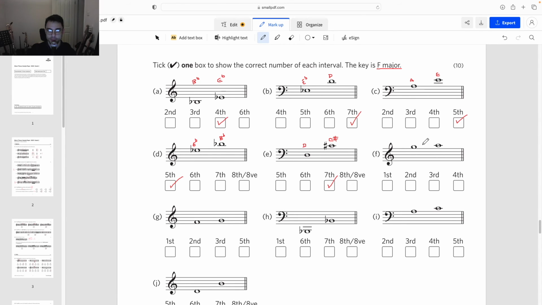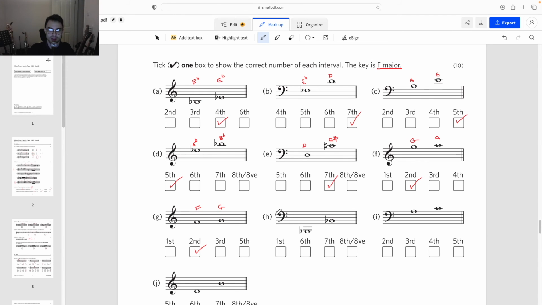Treble clef, G to A, it's a second. G to A is a second. 1, 2. All right, question G. We've got an F down here, going up to a G. Also a second. F to G is a second. I didn't write that. No, it's up there. G to A. There we go. 2 seconds, one after the other.